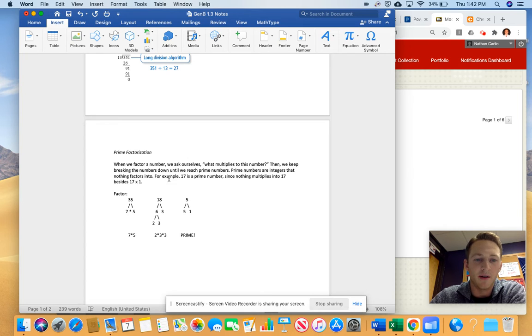A prime number, for example, right here, 17 is a prime number since nothing multiplies into 17 besides 17 and 1. Here we have 18 for the factor tree. 6 times 3 is 18. 3 is a prime number, but 6 breaks down into 2 and 3. So we have 2 times 3 times 3. That's our prime factorization. 5 only breaks down into 5 times 1. Just like 17, it only factors into 1 times itself. So we would say that this is a prime number.